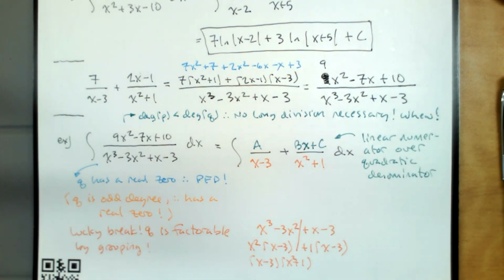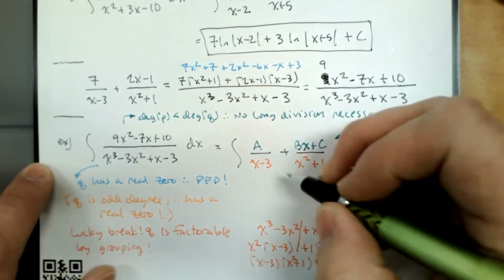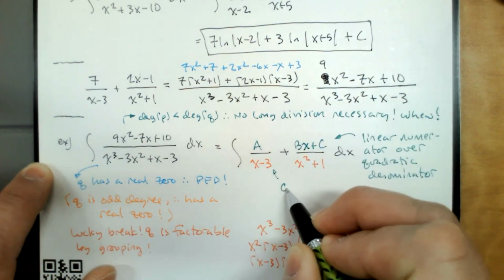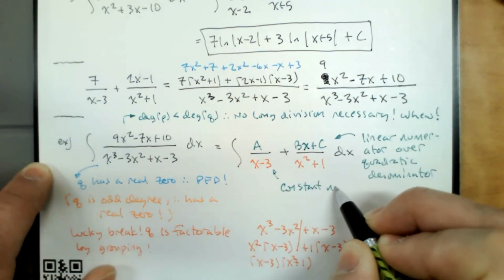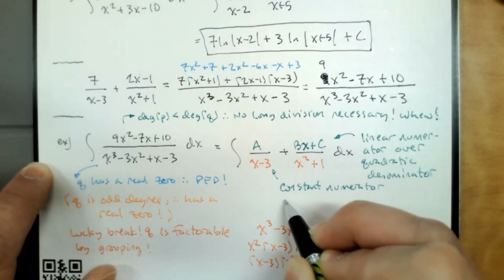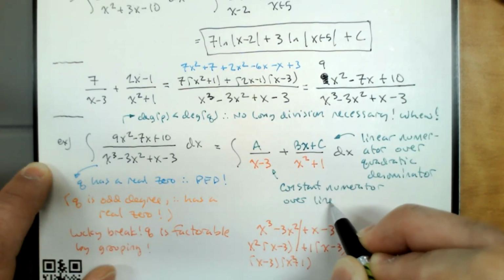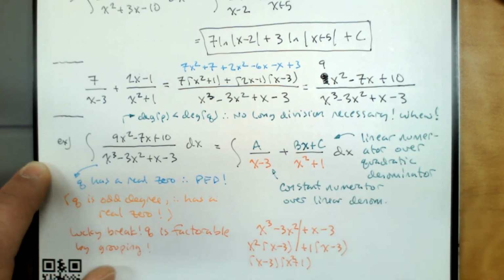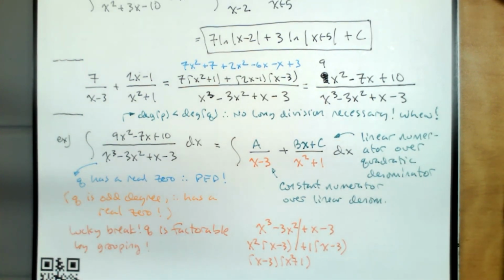Linear numerators go over quadratic denominators. Constant numerators over linear denominators. We make the numerators 1 less than the denominators. We know that we could stop here because we started with a degree of the numerator less than the degree of the denominator. That means we can continue that into our term.